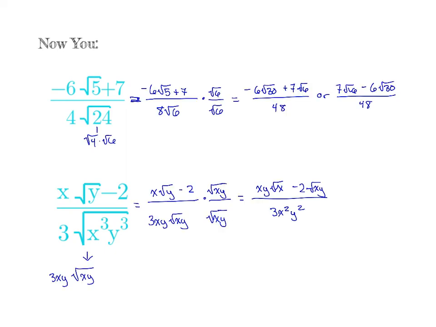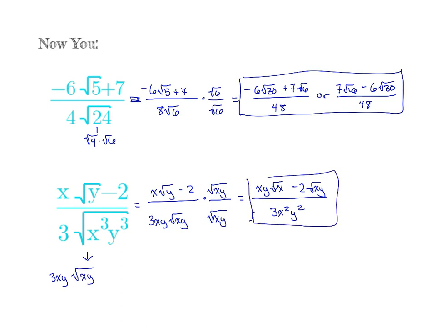Alright, so here's the answer. Both of these would be acceptable answers for the first one. Notice that I simplified 4 square roots of 24 to 8 square roots of 6 and multiplied both the numerator and denominator by the square root of 6. Then this would be our answer for the second one. So notice I simplified the square root of x cubed y cubed to be 3xy square root of xy.